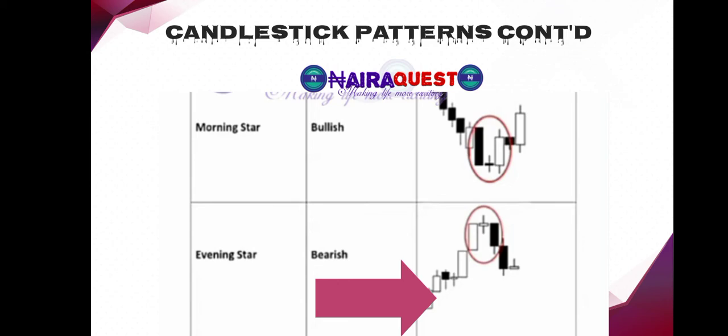An evening star is just the opposite of the morning star, and when you see it form like this, a big green candle followed by a small starred green candle followed by a big red candle, it suggests selling. It is time to sell your coin. Morning star bullish, evening star selling. You buy in the morning, sell in the evening. How cool.